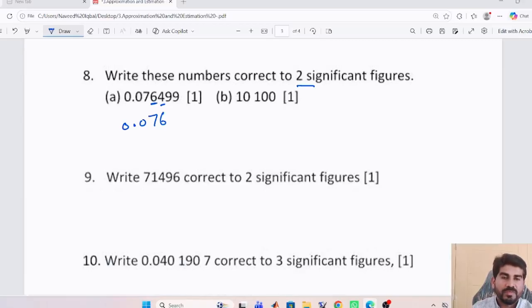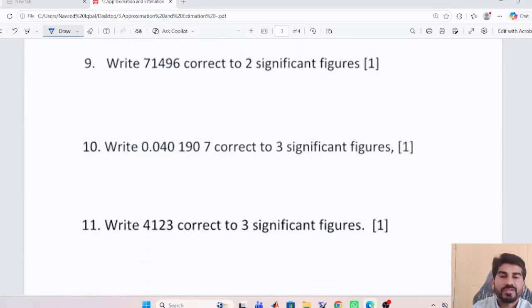Next one is 10,100. And we want to write again this number up to two significant figures. So this will be the second significant figure. Why will this 0 be the second significant? Because this 0 is in between two non-zero digits. The next is less than 5, so there will be 10 and 10,000, and it has two significant. These two numbers are significant, and these three are non-significant. So there will be 10,000.